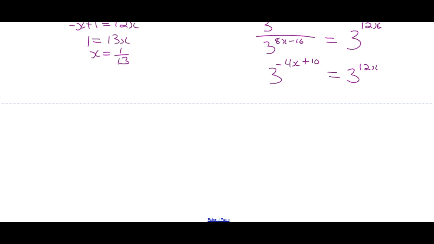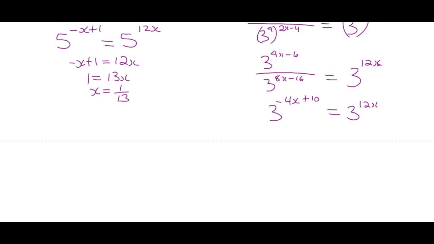We're running out of room. Stay on the page. So now what do we say? Negative 4x plus 10. So the bases are the same. So 10 is 16x, and x is 10 over 16, or 5/8. Okay, again, you could check this in the original. I'm not going to. It would take too long, but if you felt like it, you could do that.